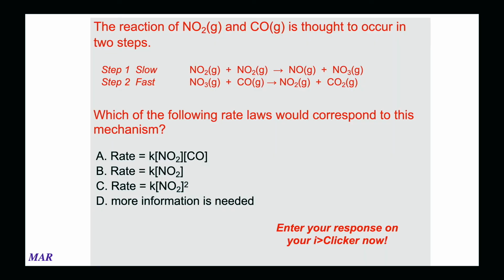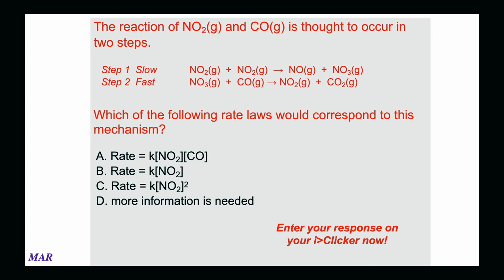We checked them both. We are good to go. The reaction of NO2 and CO is thought to occur in two steps. There's a slow step and a fast step. So knowing that that's the proposed mechanism, and if the mechanism is legit, which of the following rate laws would correspond to this mechanism? So again, the punchline here is that the slow step reactants will be the ingredients, if you will, of the rate law. And if you look at that slow step, two NO2s are coming together and there's no CO.